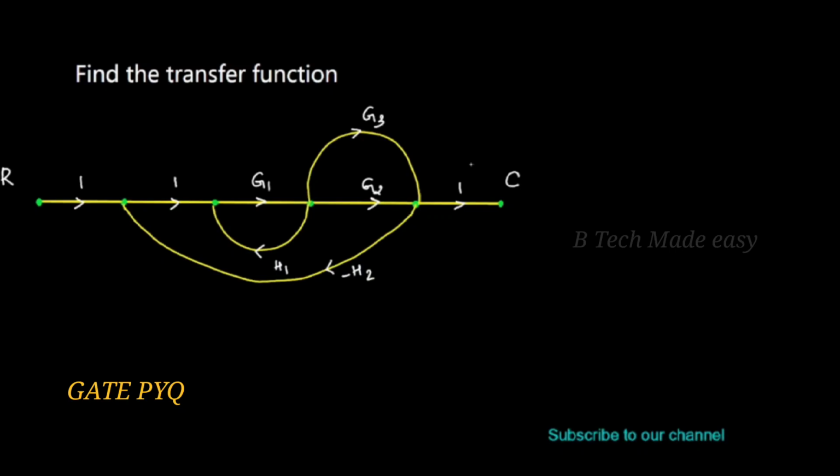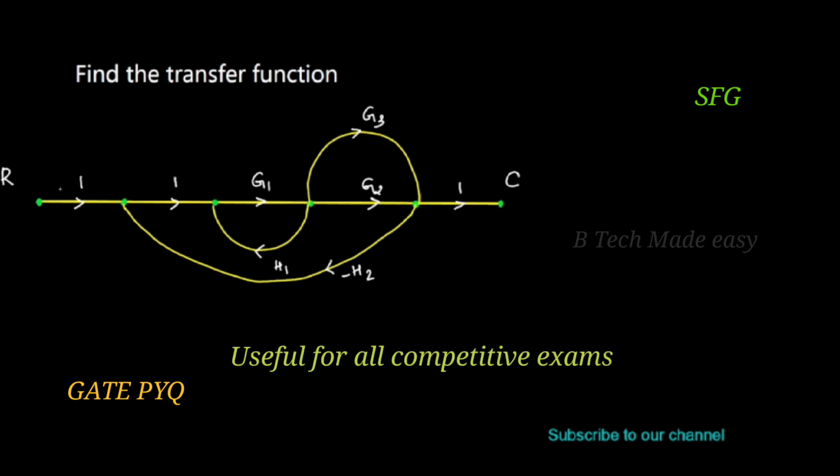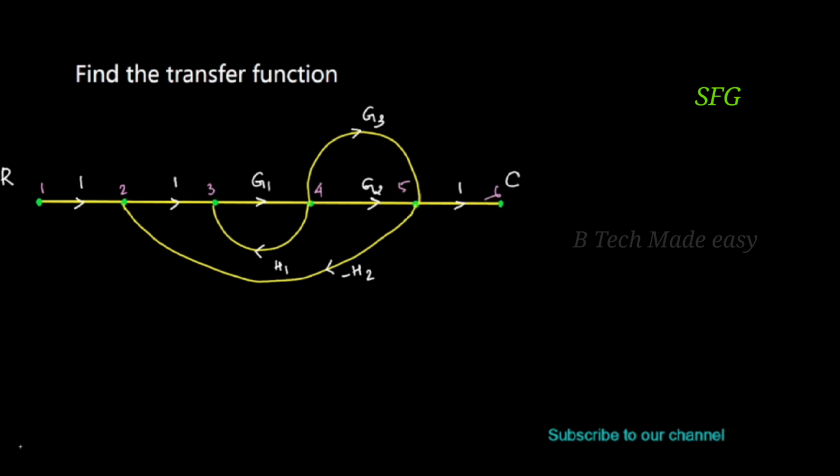Next question, how to find the transfer function of the given system. First, we have to mark the nodes 1, 2, 3, 4, 5 and 6, and find how many forward paths there are.